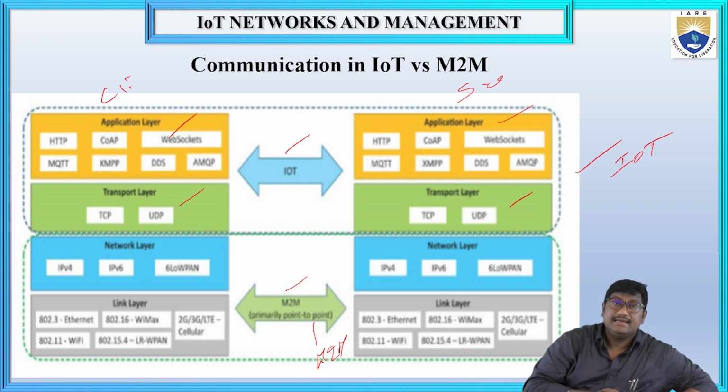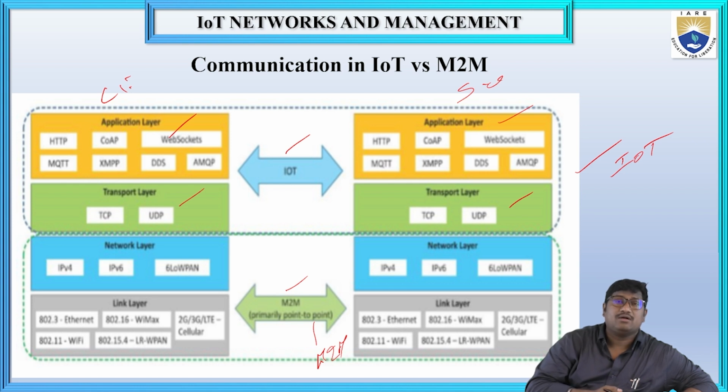And have a look, in the application layer we are having all the protocols: HTTP, hypertext transfer protocol, constrained application protocol, WebSockets, message queue telemetry transport, extensible messaging and presence protocol, and DDS, and also AMQP, advanced message queuing protocol, and the transport layer, which is a combination of transmission control protocol and UDP, user datagram protocol.